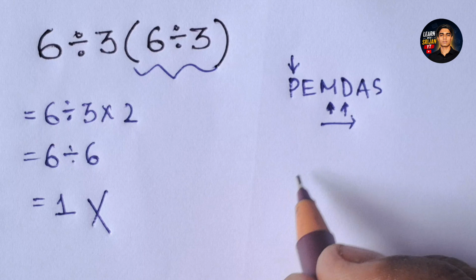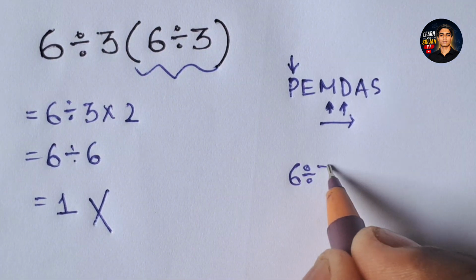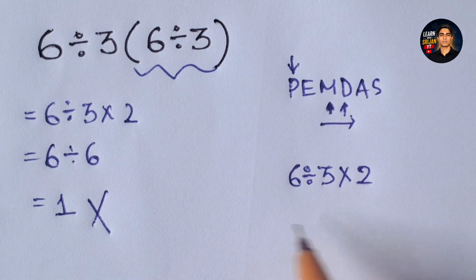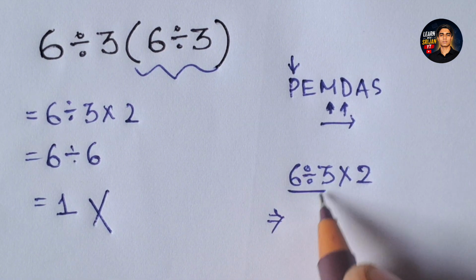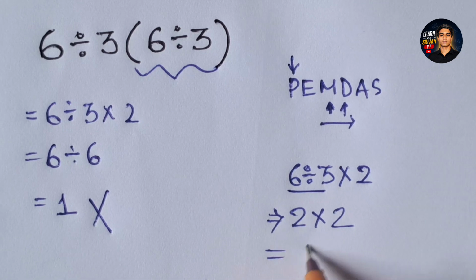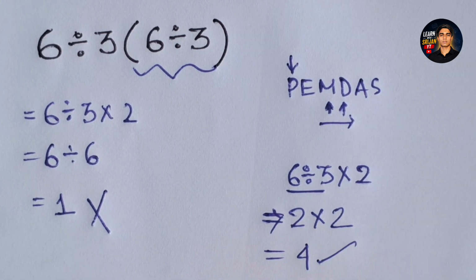So according to this rule, first we have to solve the bracket. So 6 divided by 3 times 6 divided by 3 equals 2. Then we have to solve division first from left to right. So 6 divided by 3 equals 2, times 2 equals 4, which is the final answer for this question.